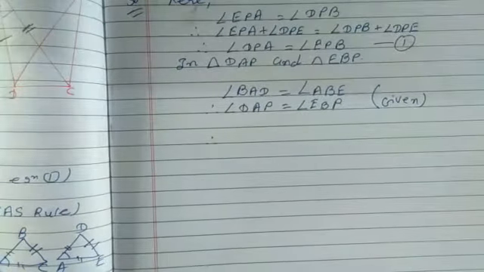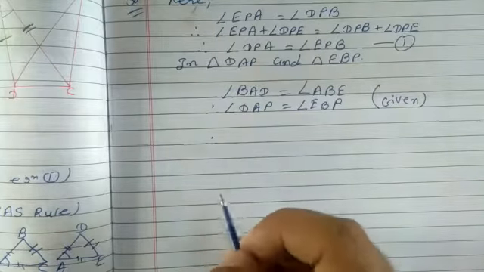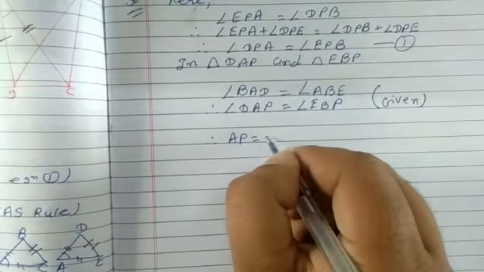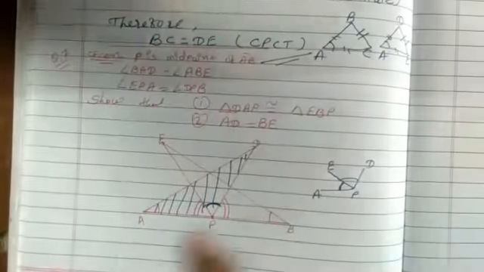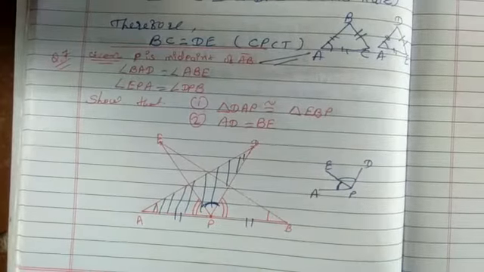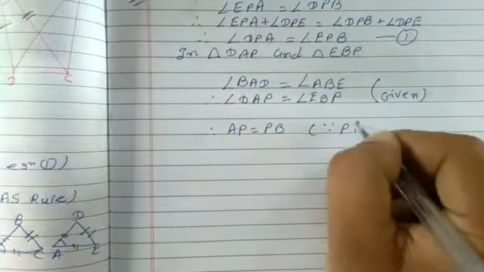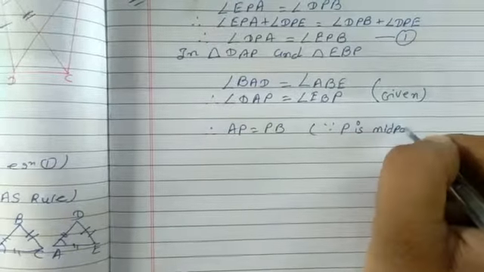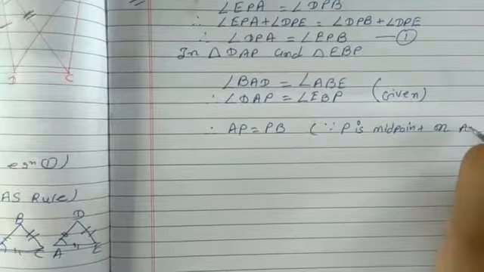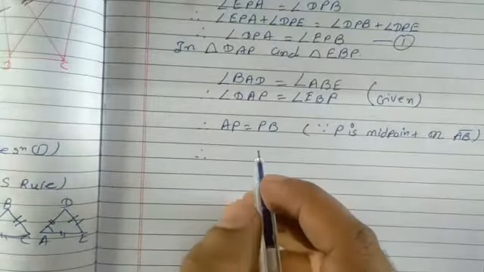Now second thing is again AP is equal to PB. AP is equal to PB. Why? Both are equal. Why? Because P is a midpoint. Am I right? Because P is midpoint on line segment AB. Okay, so now we have the second condition, and the third one is again, look at here, DPA.